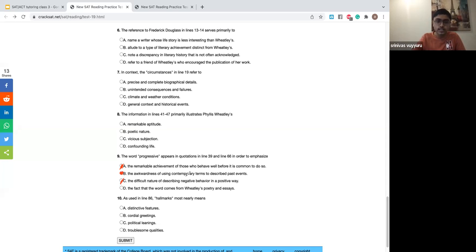In both uses of progressive, it's about a progressive state and the progressive master. So nowhere in it does it say that they had negative behavior. And then for D, it doesn't say anywhere that the word came from Wheatley's poetry and essays.